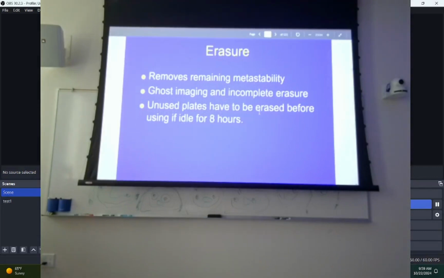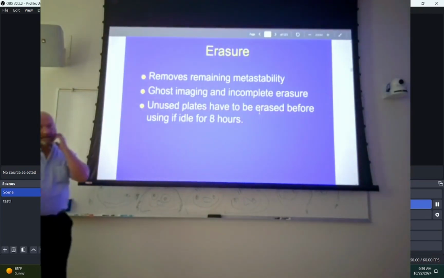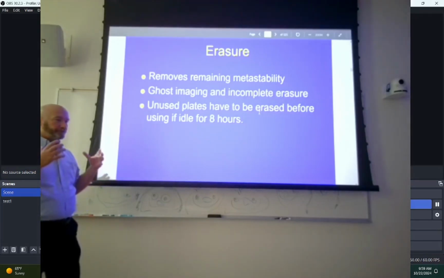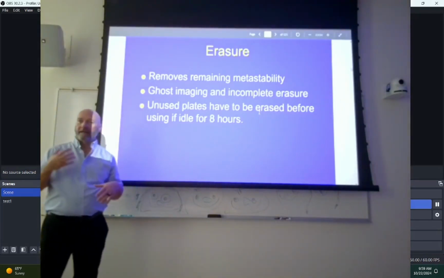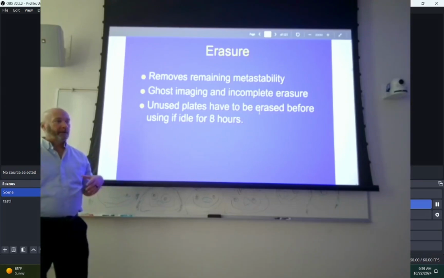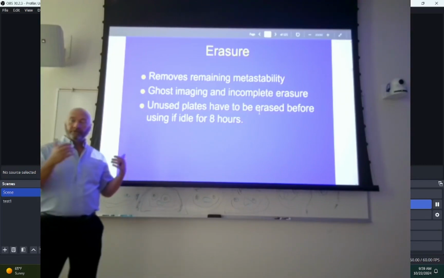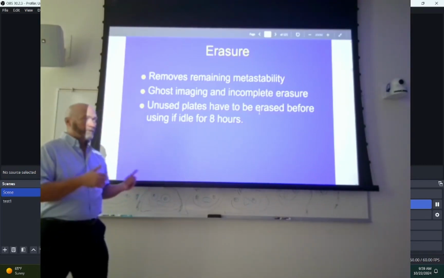And the last thing in the process of reading those plates is what we refer to as an eraser. An eraser is where we've got a bank of fluorescent lights that are really, really bright. So the last thing that the plate goes through is it goes in front of these fluorescent lights that shine on it, and it releases the rest of the metastability, returns all of those phosphors to their most stable state.